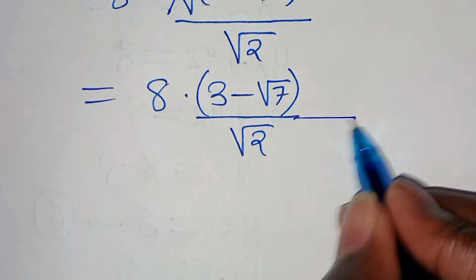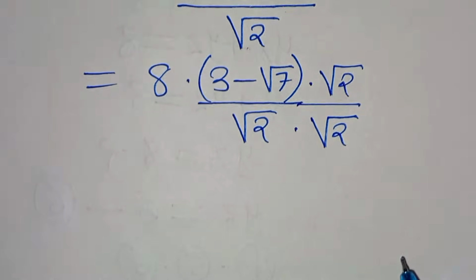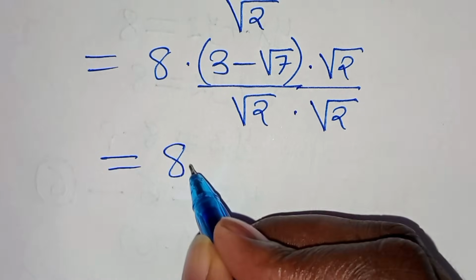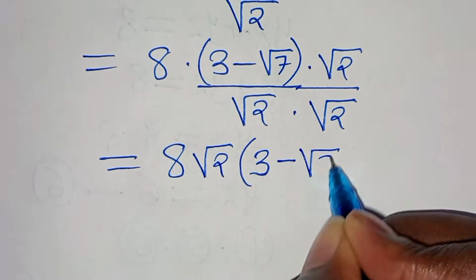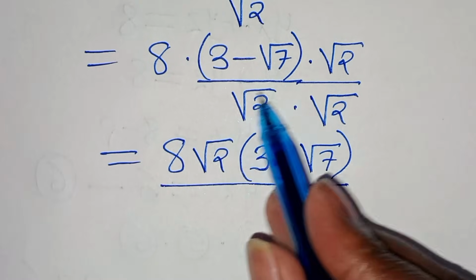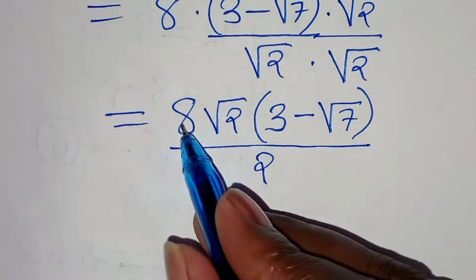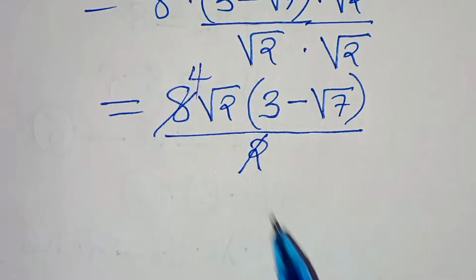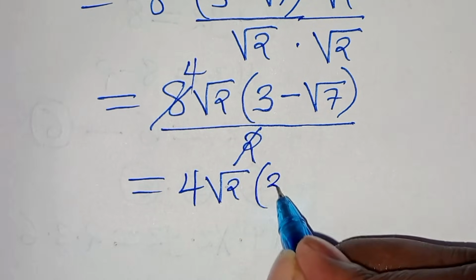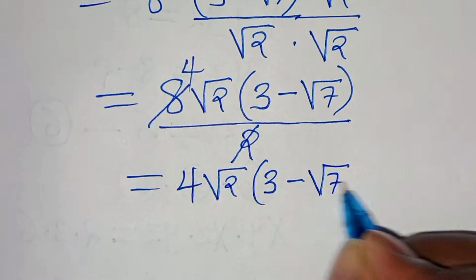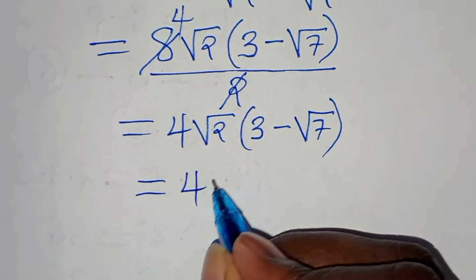The next step, we can rationalize the denominator. Let's multiply by square root of 2 here, and the numerator by square root of 2. So here we have 8 multiplied by square root of 2 into the parentheses. This is 3 minus square root of 7 divided by square root of 2 times square root of 2. This is the same thing as 2. So let's simplify 8 divided by 2. This is 4. So here we have 4 square root of 2 into the parentheses. This is 3 minus square root of 7, which means that here we have 4 into the parentheses.